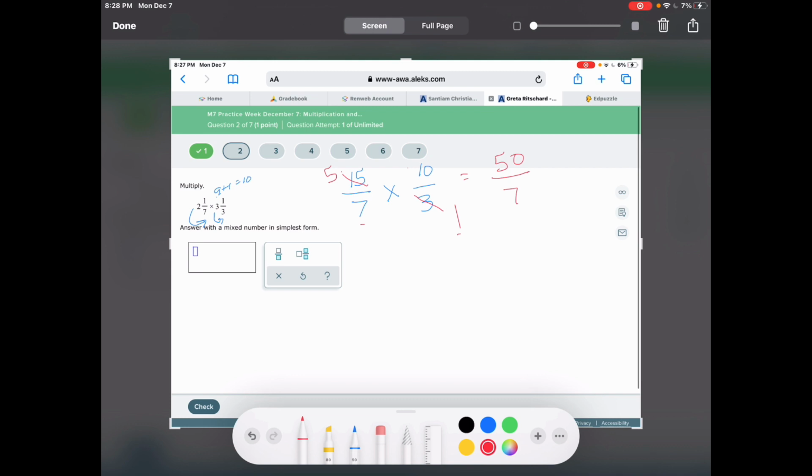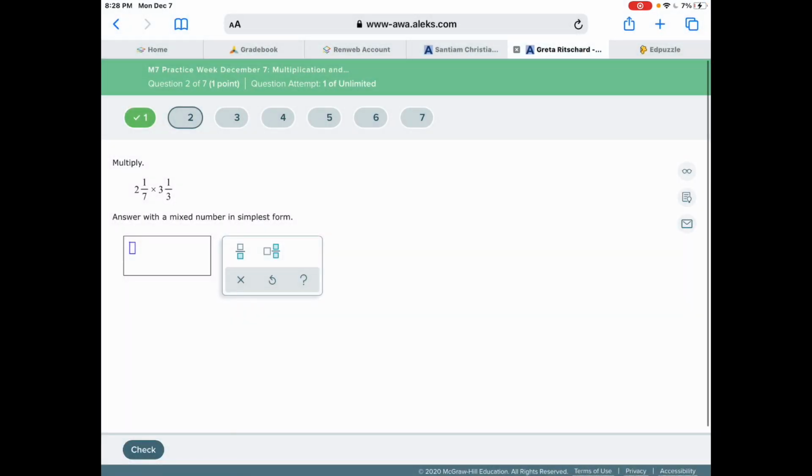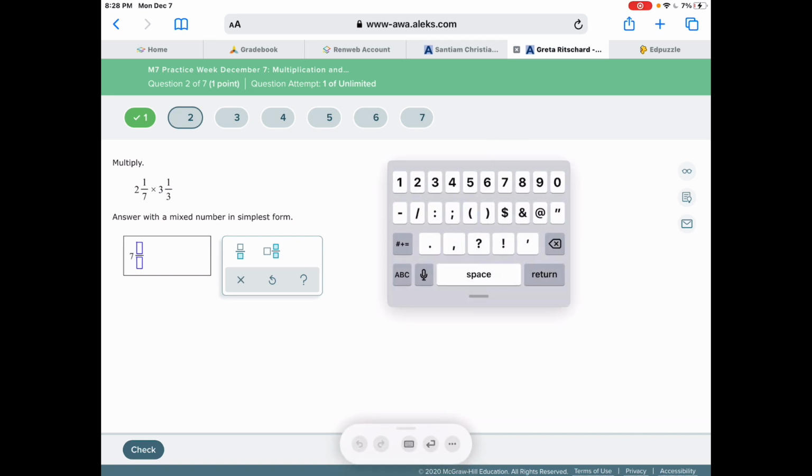7 goes into 50 7 times because 7 times 7 is 49 with 1/7 left over. 7 and 1/7.